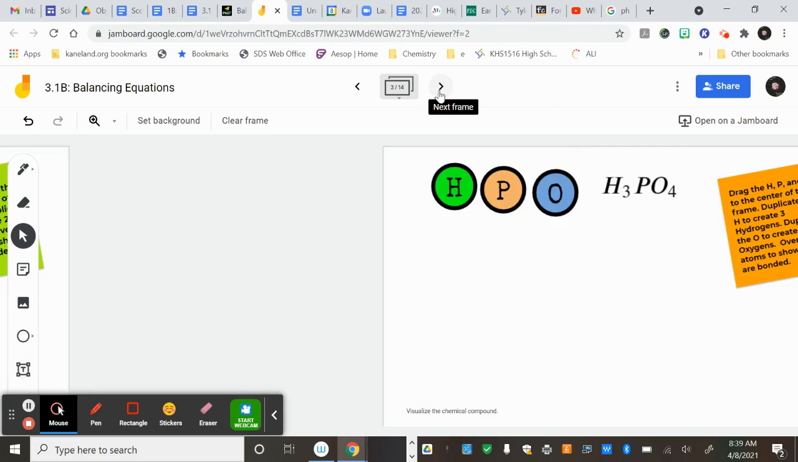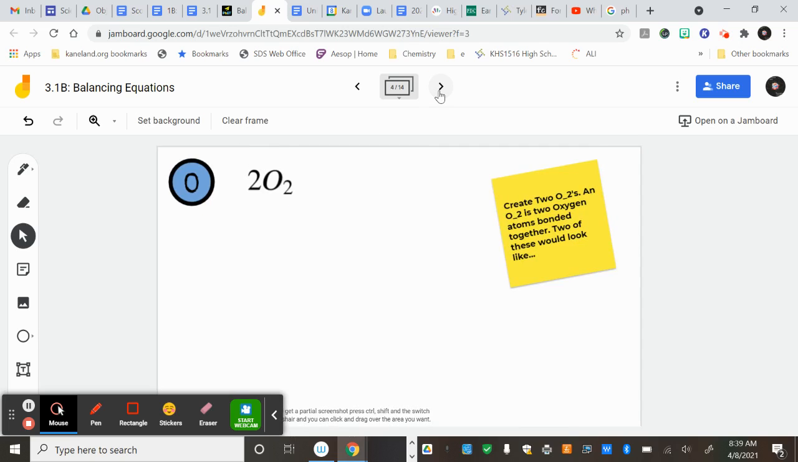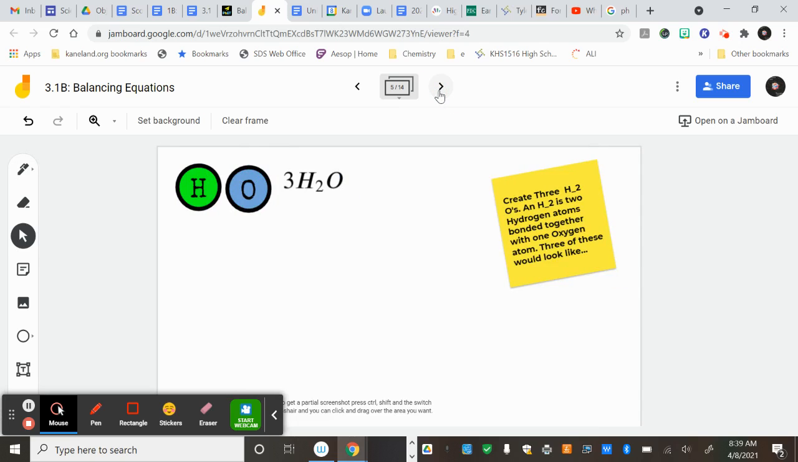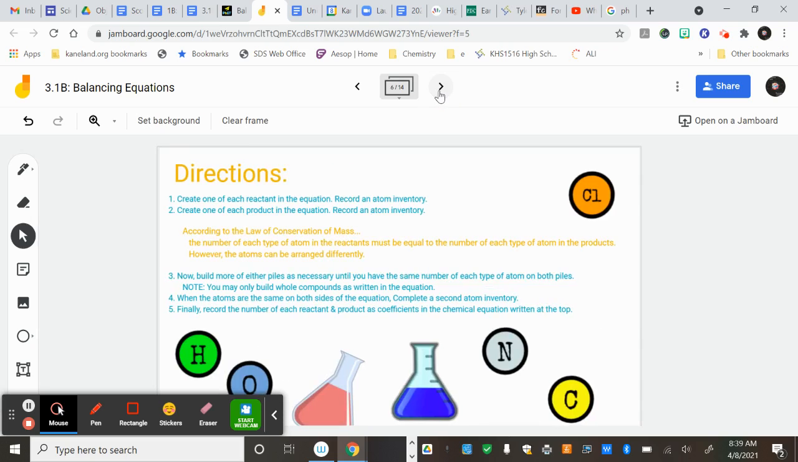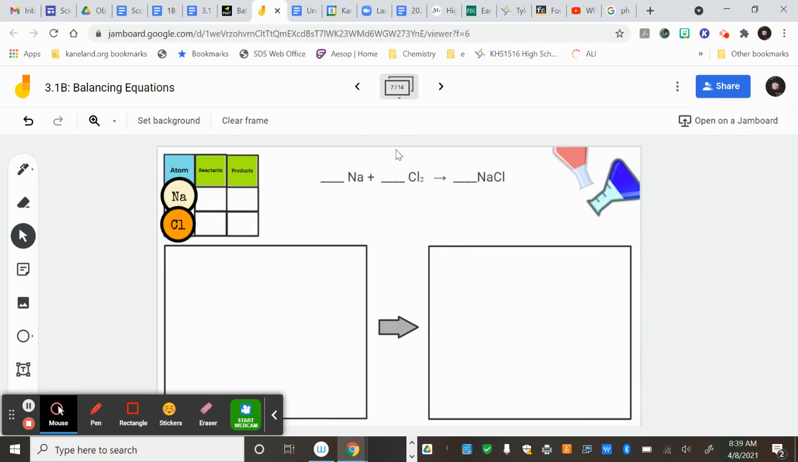The next few slides, you are going to continue practicing making some molecules. Like this slide, you have to make two O2 molecules. This slide, you have to make three H2Os. And then here are some directions for you to read through for what you're going to do to start balancing the equations. But I'm going to go through that with you in this video. So this is what the slides will look like.